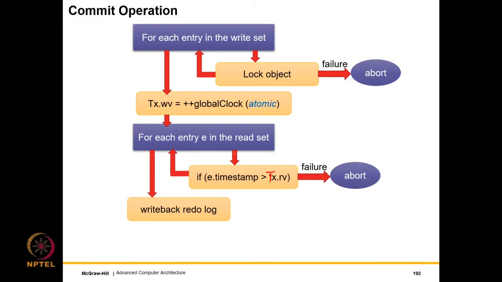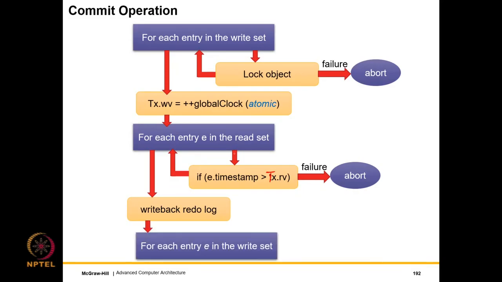After that, what we do is that we write back the redo log, and for every entry in the write set, we increment its timestamp. How is that done? Well, the timestamp is set equal to the write counter over here, and we release the lock. So this is all that needs to be done.